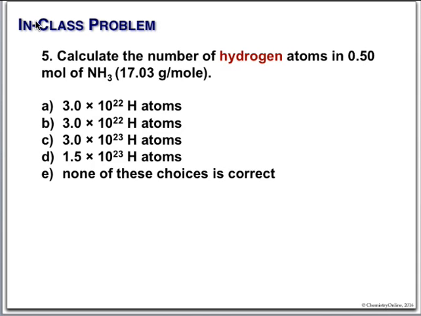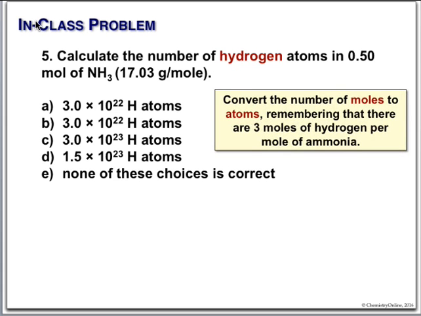How many hydrogen atoms do we have in half a mole of ammonia? Well, we remember that a mole of anything is 6.02 times 10 to the 23rd, right? All right, so here we have half a mole. So it's going to be half of that, 3 times 10 to the 23rd, right? Except we have 3 hydrogens in every ammonia. So we're going to have to multiply that by 3.